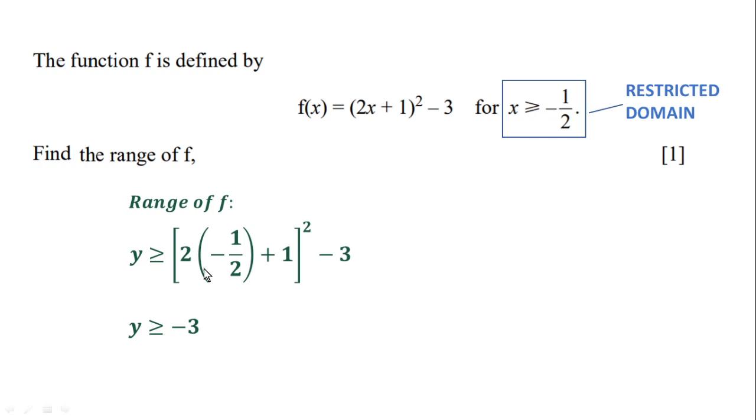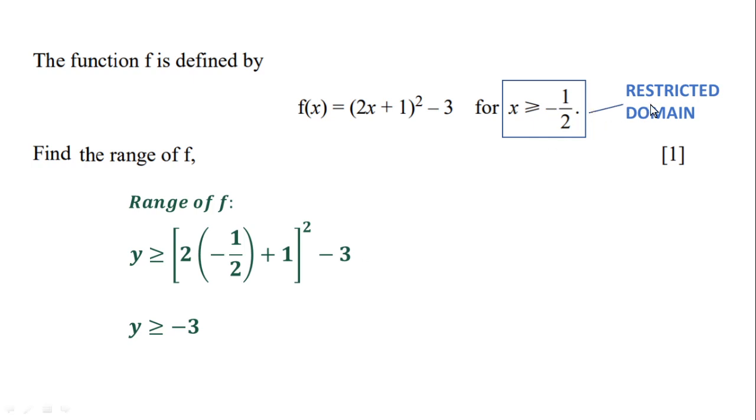Okay? Why? Because 2 times negative 1/2 is negative 1 plus 1 is 0. 0 squared is 0 minus 3. It will become negative 3. Thus, your answer is y is greater than or equal to negative 3.